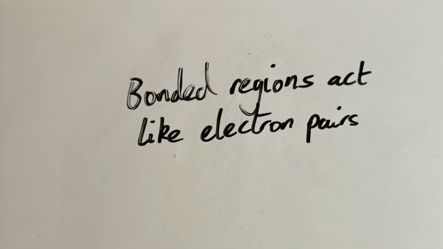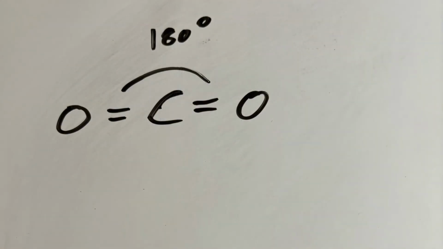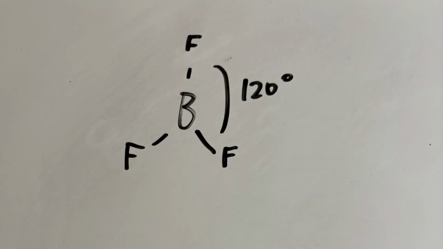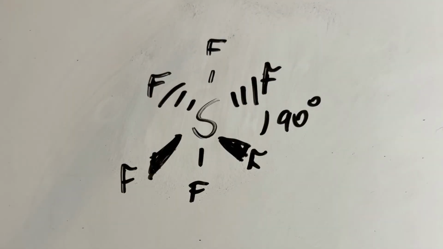Now, it's important to remember that bonded regions act like electron pairs, and as complicated as it sounds, it just means double bonds don't repel each other because they're double bonds. So in carbon dioxide, even though there's 4 electron pairs, there's only 2 bonded regions, so it's linear, so the angle is 180 degrees. So next we have trigonal planar, which you can see here is 120 degrees. And we have octahedral, which is 90 degrees.